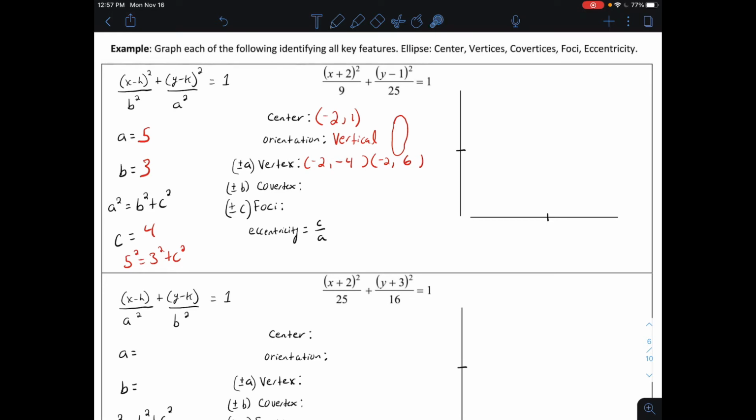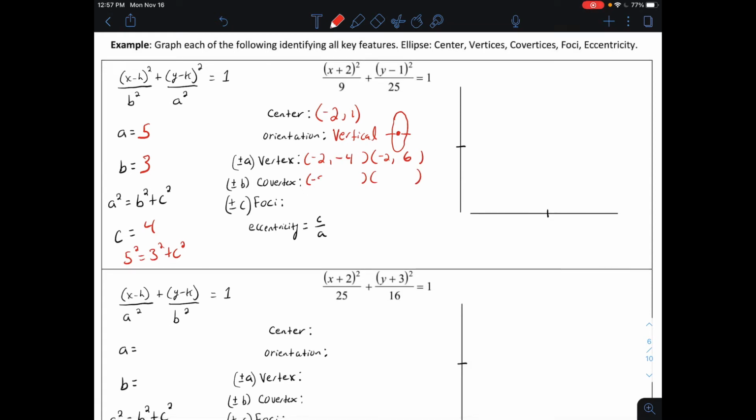My co-vertices would be in the opposite direction. So my center, which lies here in the middle, my co-vertices are going to be to the right and the left of that center. So I'm going to add and subtract b, in this case, to the x value. So we have one co-vertex at (-5, 1), and one co-vertex at (1, 1).